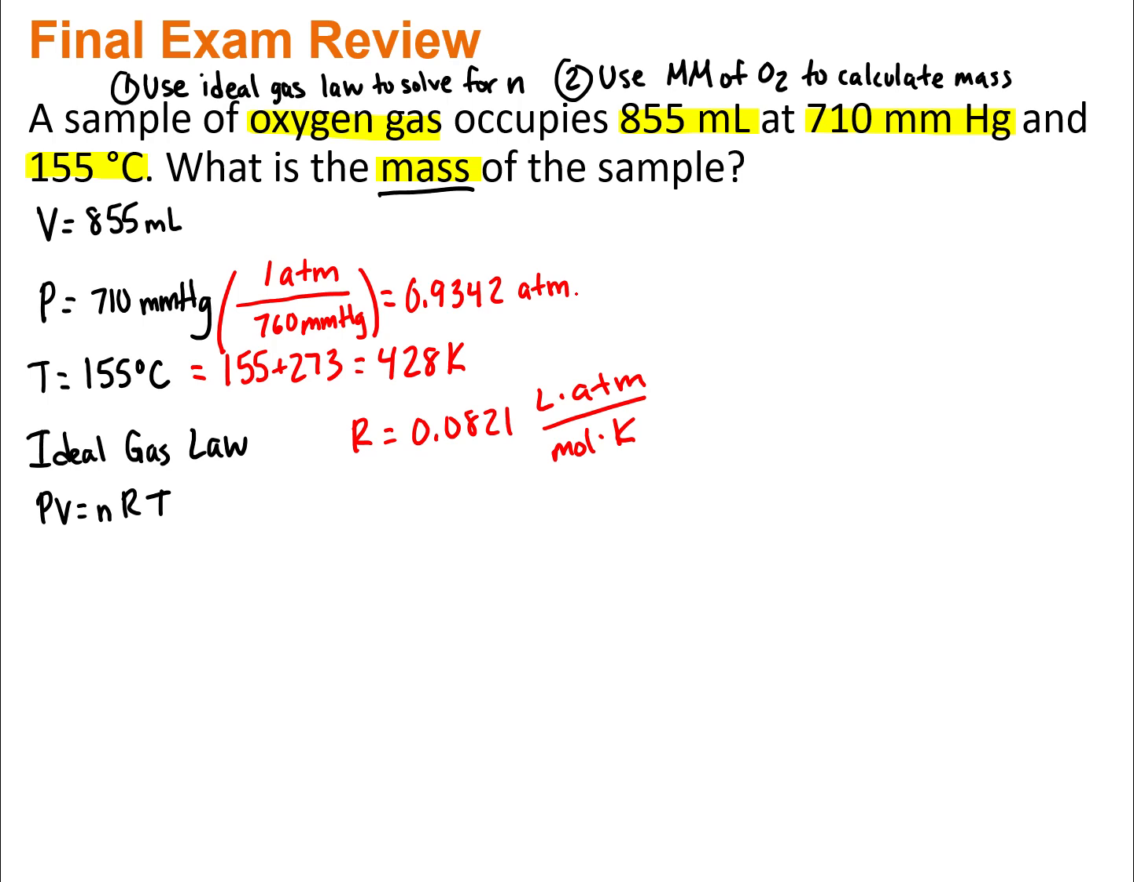I'm carrying some extra digits here just because we're not rounding yet, so I don't want to influence my answer too much. We also have to convert our volume. We have milliliters. We need liters for the ideal gas law. We have to divide by 1,000.